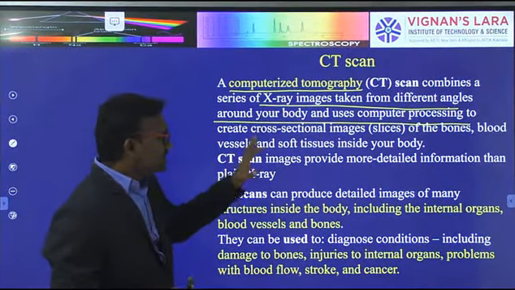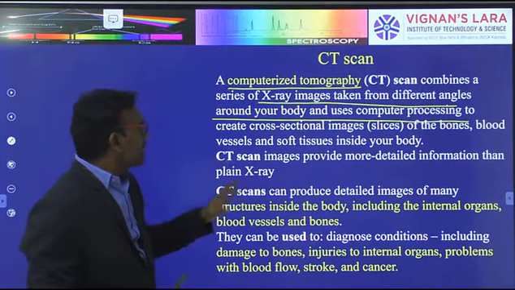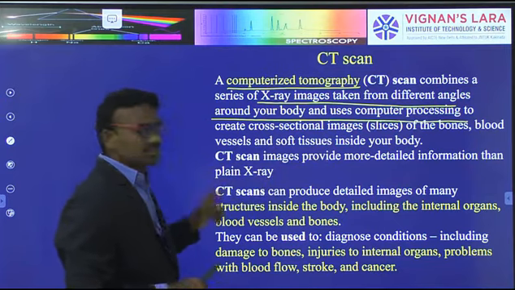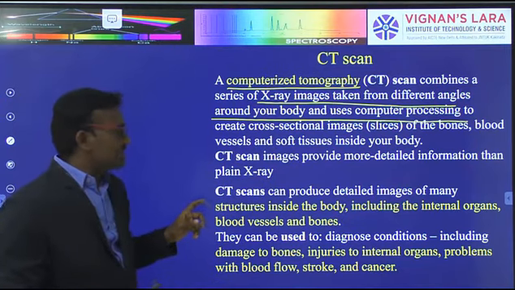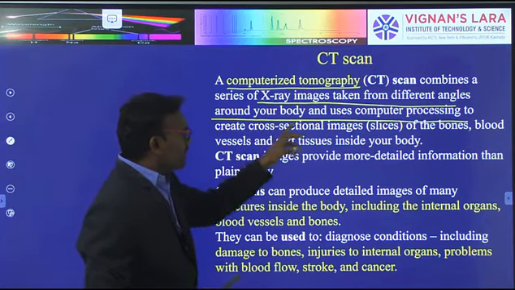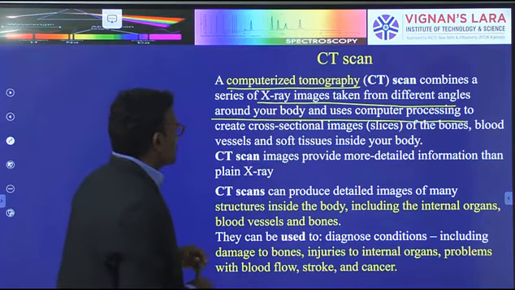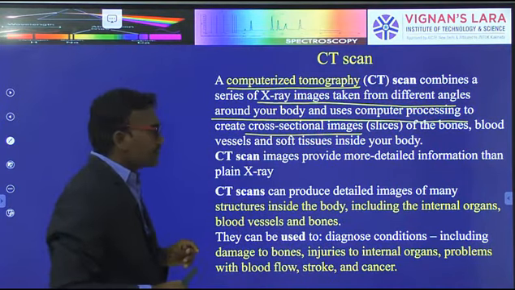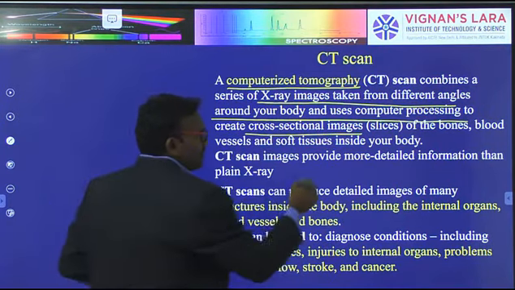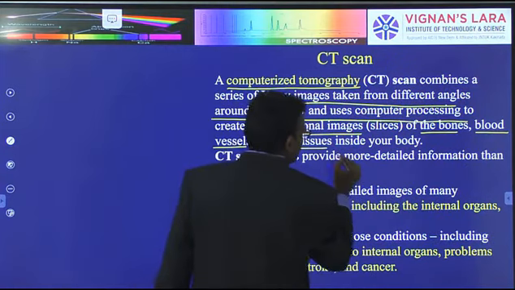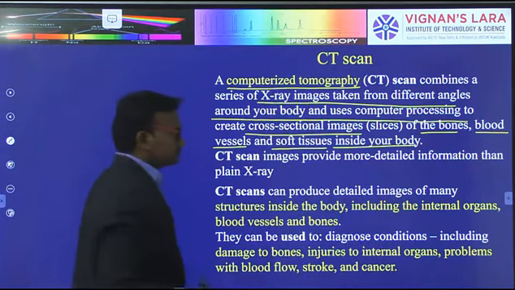So how does a CT scan work? A CT scan is the combination of X-ray images taken from different angles around our body, and it uses computer processing to create cross-sectional images of the bones, blood vessels, and soft tissues inside our bodies.